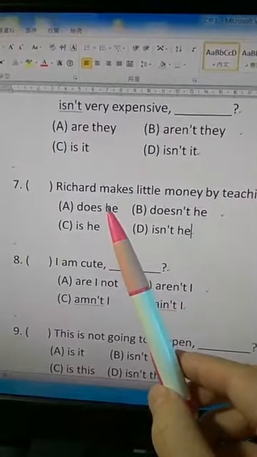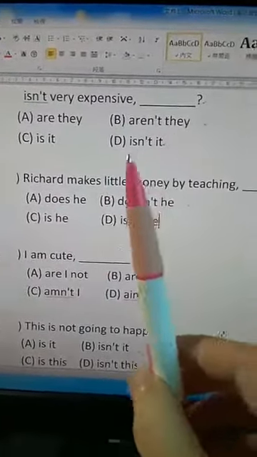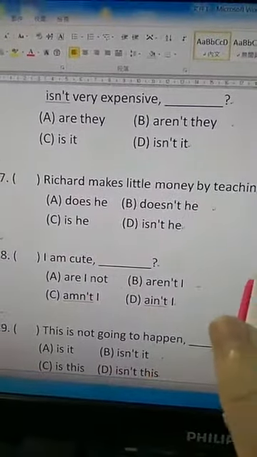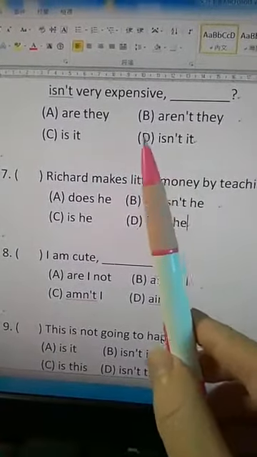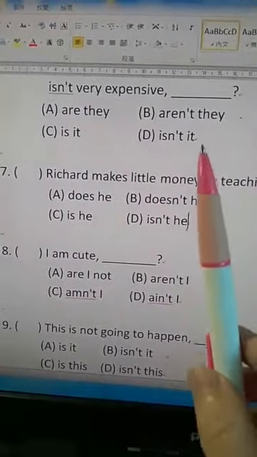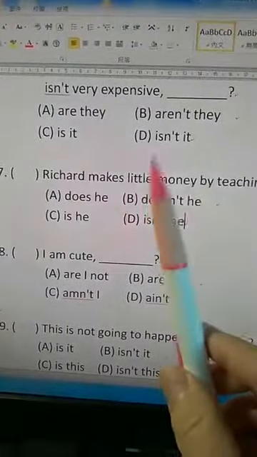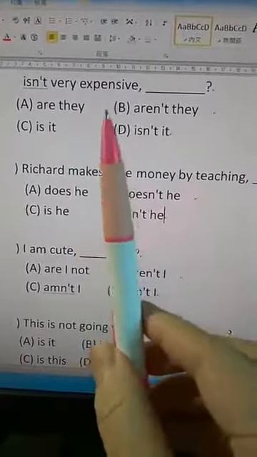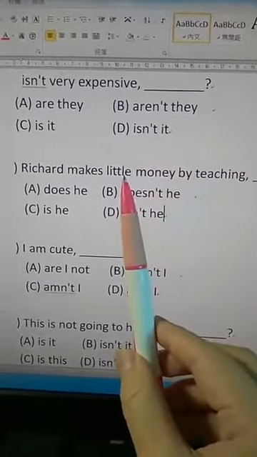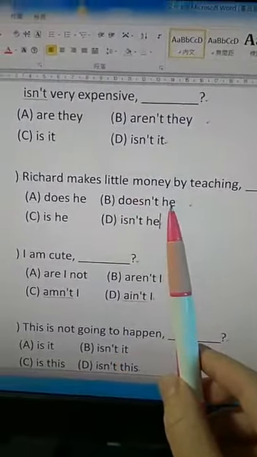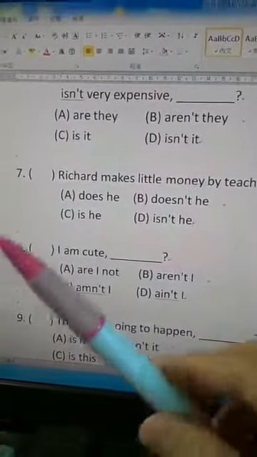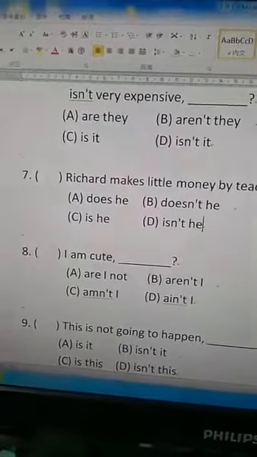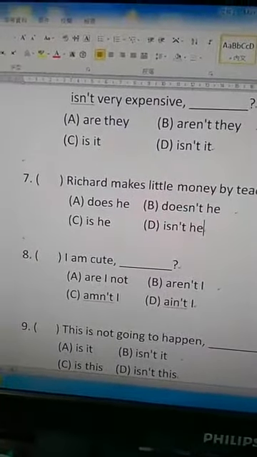Why? Let me tell you why. Because we have to find out which word makes this main sentence become a negative sentence. Let me tell you this word: little. In English, little and few are also negative words. So because of the word little, this main sentence becomes a negative sentence. That's the reason why we cannot use doesn't he, we have to use does he. So number 7, the answer is A, okay? It is very, very difficult. So number 7 is very important. Pay attention, okay?